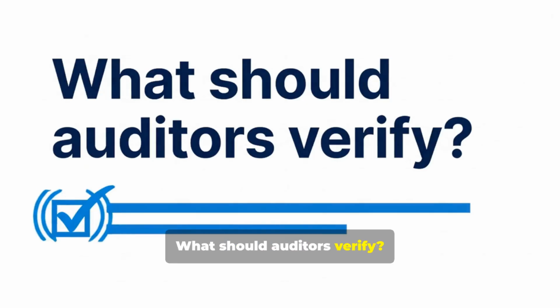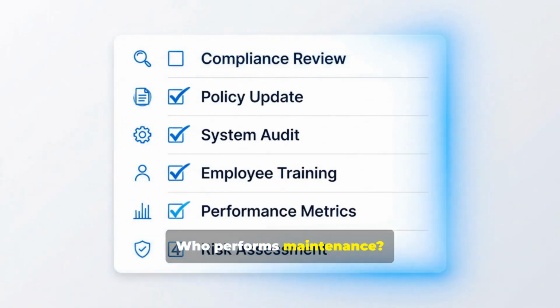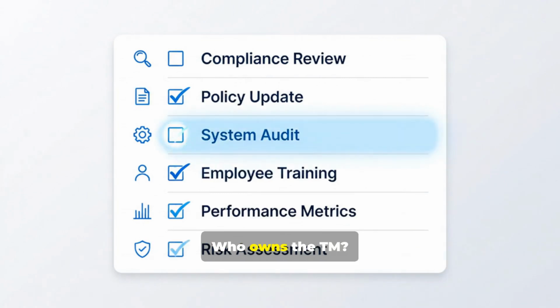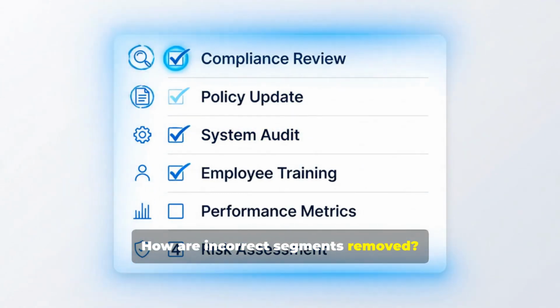What should auditors verify? Is the TM built from approved translations? Who performs maintenance? How often is cleanup completed? Who owns the TM? Is each client's TM separated? How are incorrect segments removed?